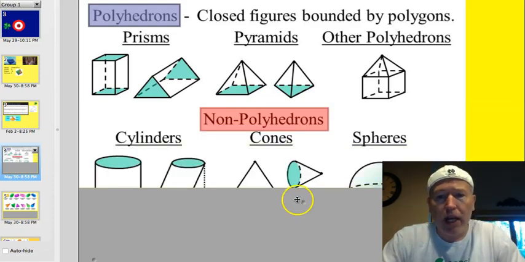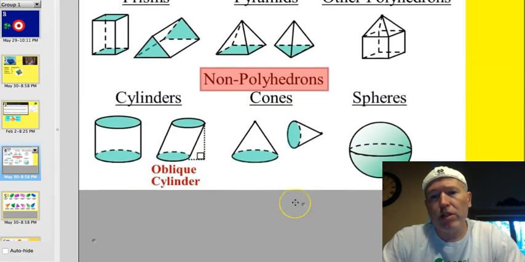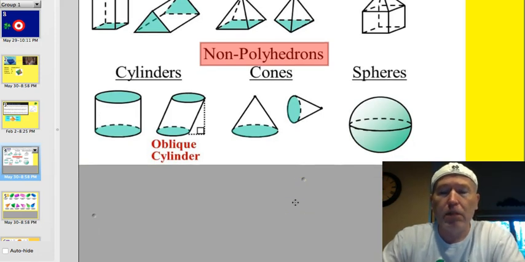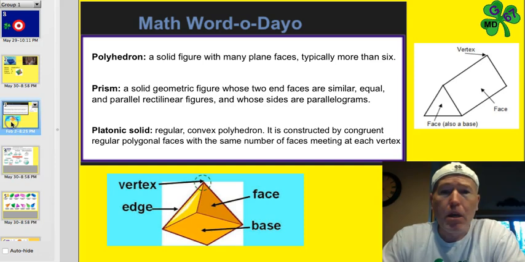Non-polyhedrons, take a quick look at them, and let me scroll down here. You're going to notice something they all have in common. Something round or circular, correct? Yeah, and circles aren't polygons, so anything with a round edge is going to be a non-polyhedron. Okay, so we got poly, non-poly.